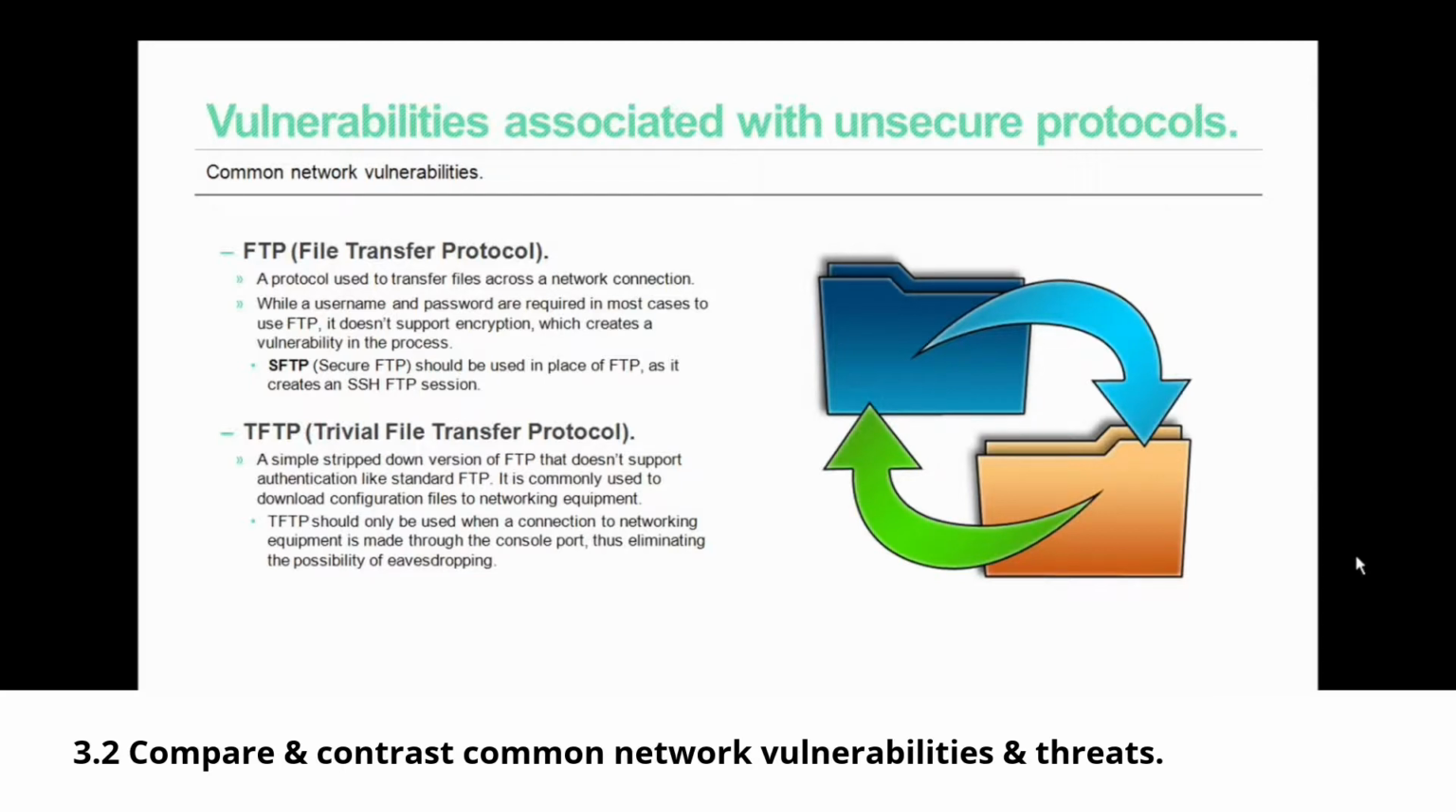TFTP, or Trivial File Transfer Protocol, is a simple stripped-down version of FTP that doesn't support authentication like standard FTP, so it's even more unsecure. It is commonly used to download and upload configuration files for networking equipment. TFTP should only be used when a connection to networking equipment is made through the console port, thus eliminating the possibility of eavesdropping. And that console port should have its own security measures in place.